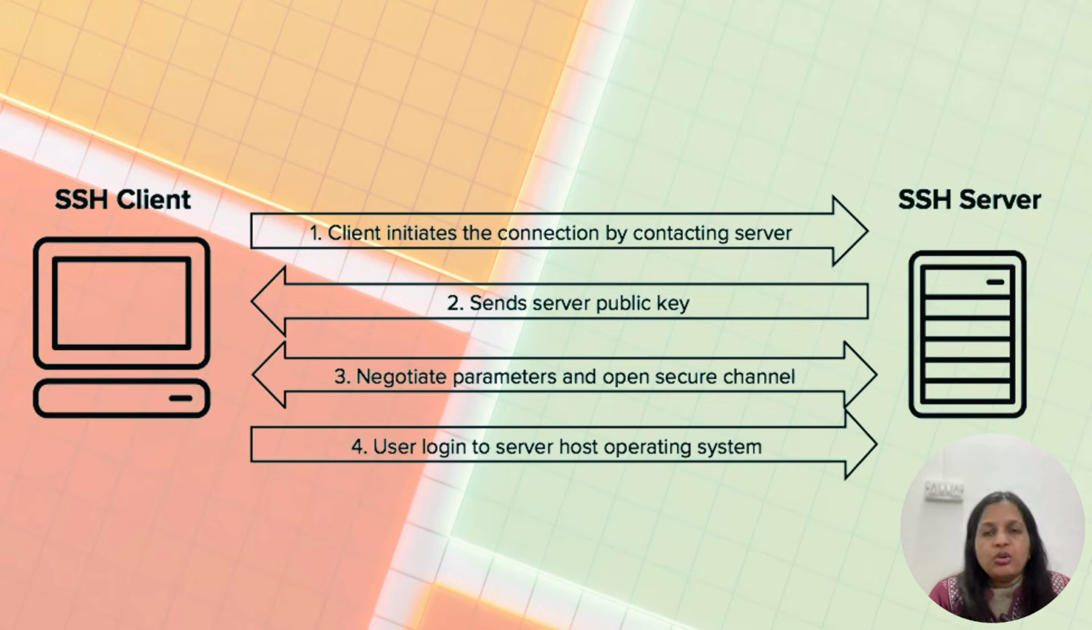So there is no possibility of the data being breached. Once the parameters are negotiated and the secure channel is opened, then the client can log into the host operating system once the client is authenticated. Okay, so this is the process of connection between the SSH client and the SSH server. It uses asymmetric keys, symmetric keys, and hashing. And there are various steps of how the connection happens.